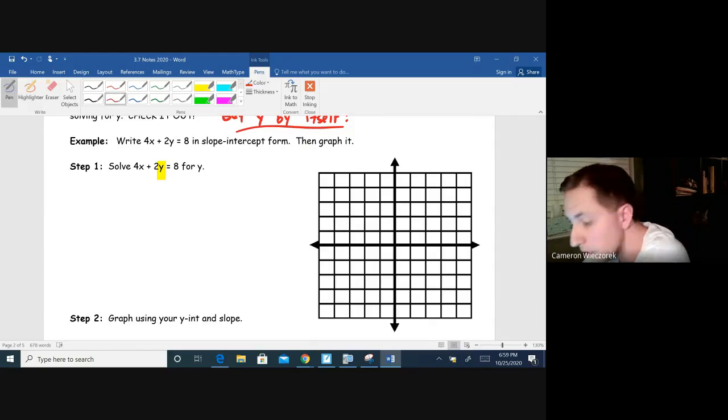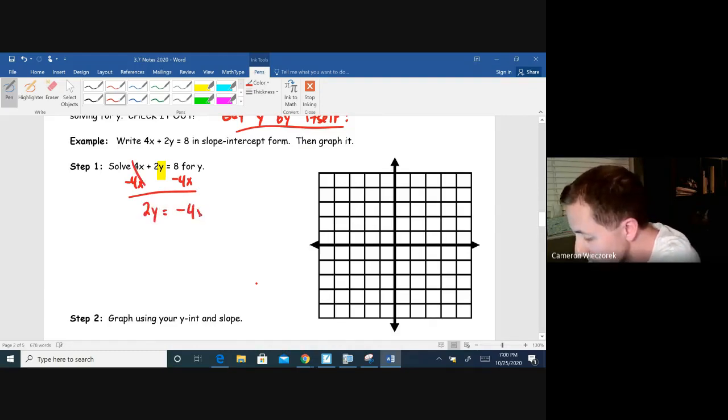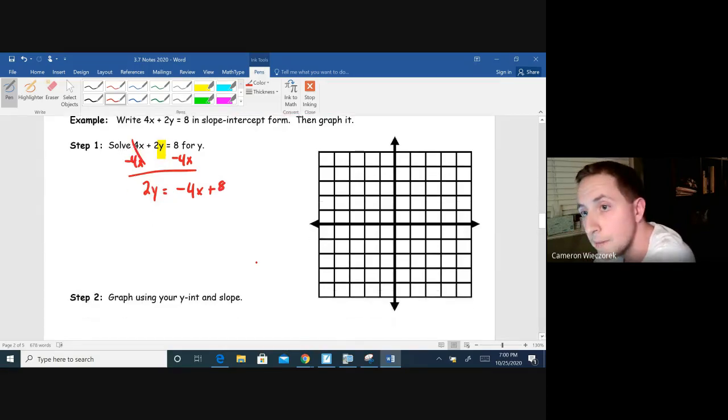The first thing you have to undo is that addition. They're adding 4x. I'm going to move those 4x's over to the right-hand side by subtracting 4x. So I get 2y equals negative 4x plus 8. I need y by itself. Right now it's being multiplied by 2. So I need to divide both sides by 2.